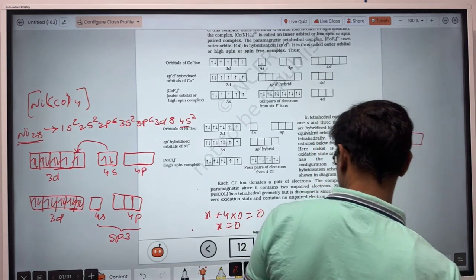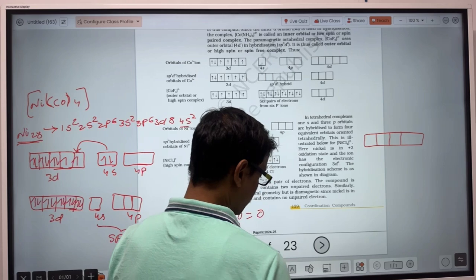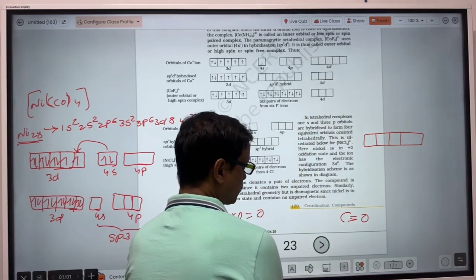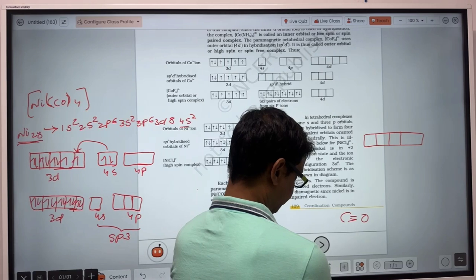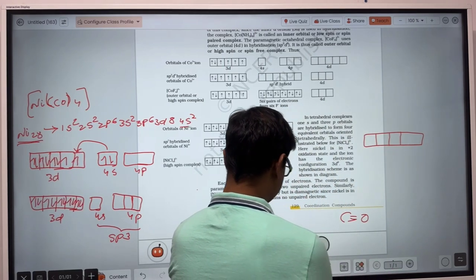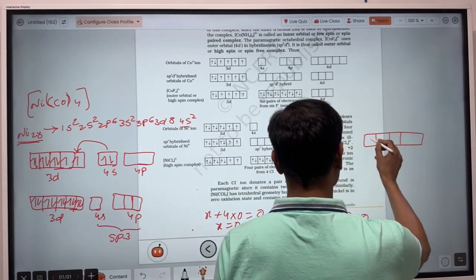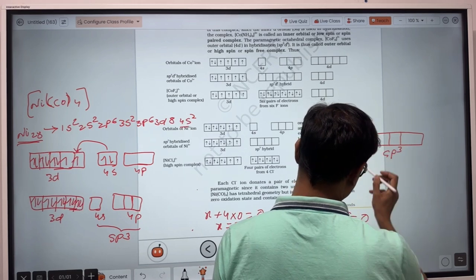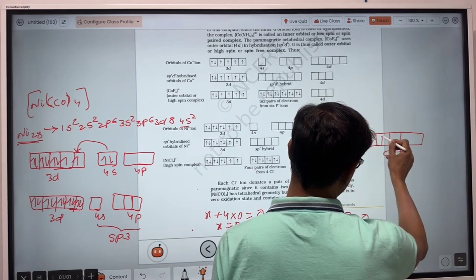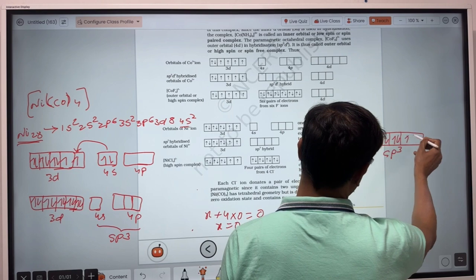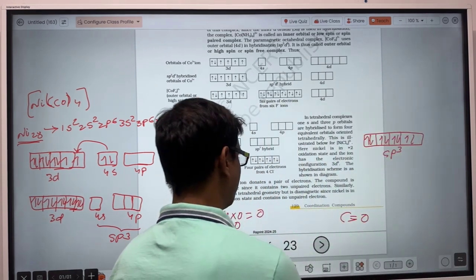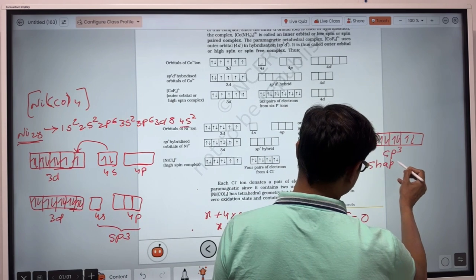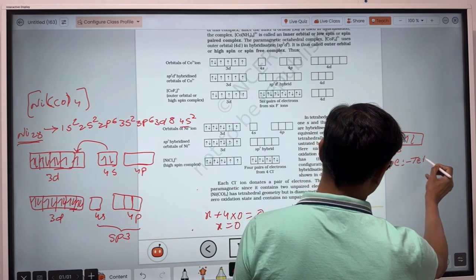In this sp3 hybridized orbital, the carbon monoxide molecule will donate their electron and will be bonded through covalent bonding. So here the shape will be tetrahedral.